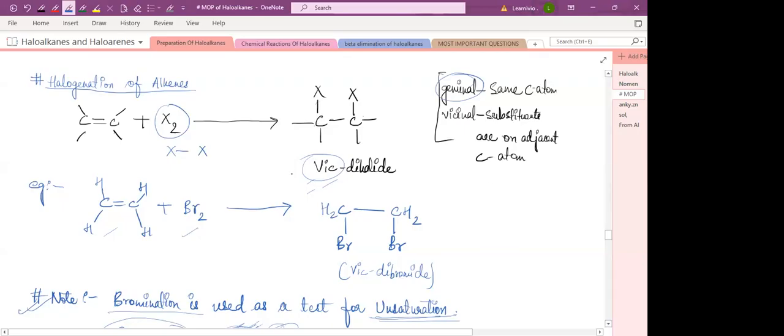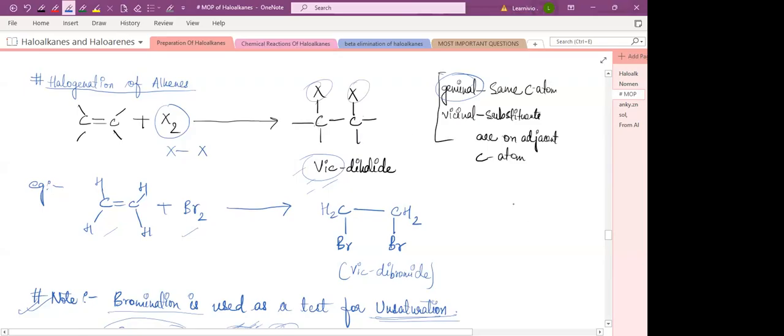For example, this is your vicinal dihalide, right? You can see over here the substituent, this means X, the halogen group, is attached to the neighboring carbon atom. Adjacent carbon atom means agal bagal, right? So the halogen groups are attached to the adjacent carbon atoms.